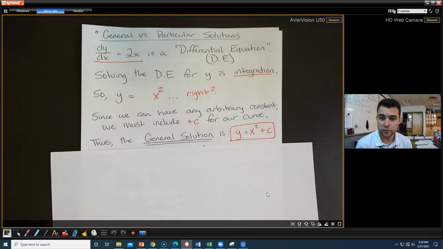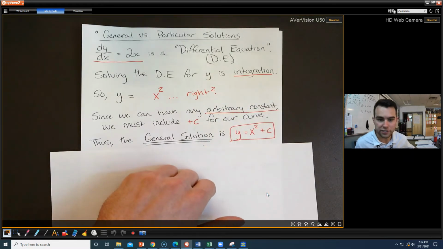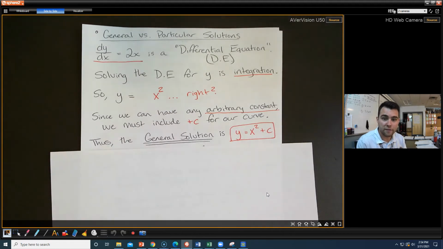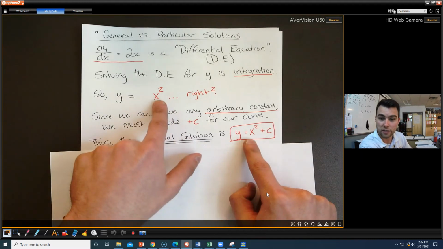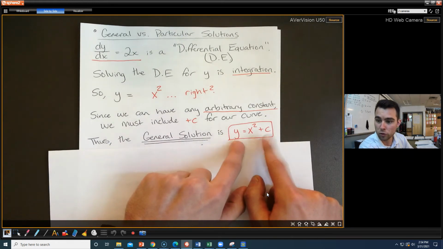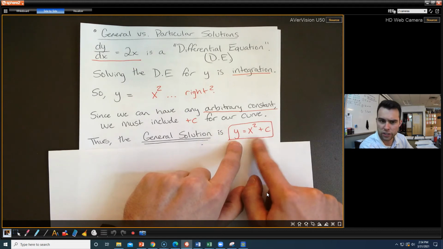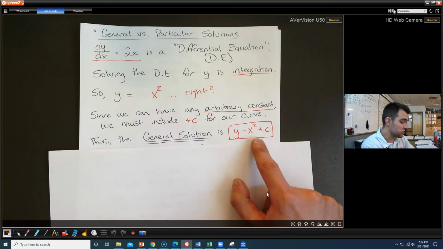Here is where we introduce what we call the arbitrary constant, or just the constant c, okay? Since we can have any constant after this, we must include plus c after we do integration. Thus, we refer to this equation, y equals x squared plus c, as the general solution. In general, this is what the integral is, or the solution to this differential equation. Okay, that's the general solution. We don't know what c is.